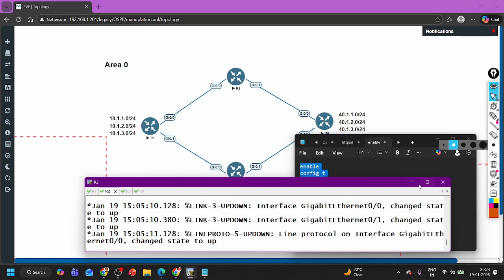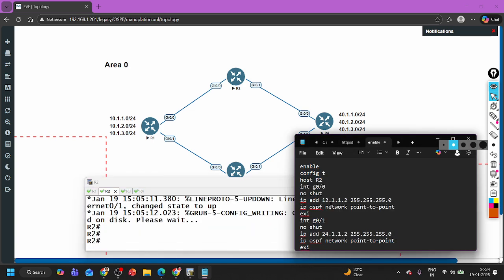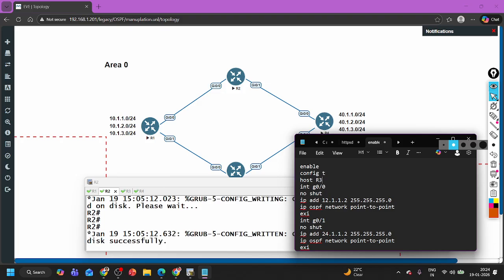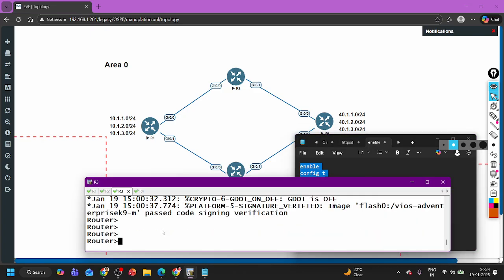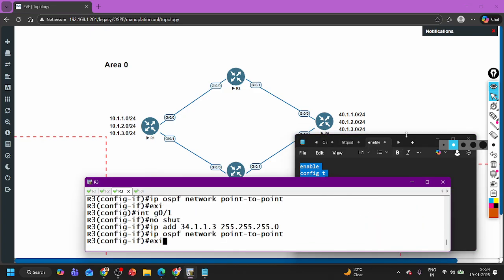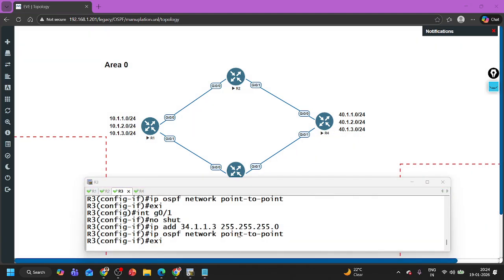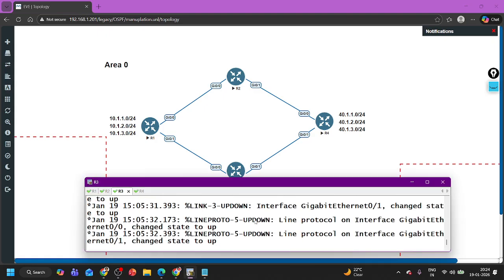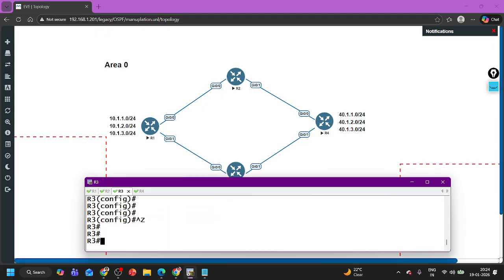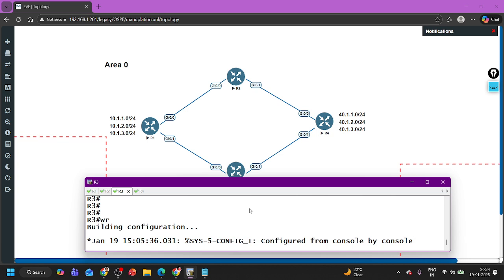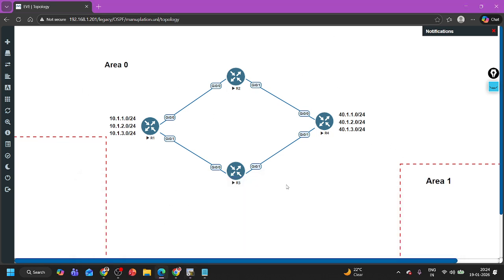Write it and R3. Host name R3, G0/0 will have IP 13.1.1.3 and 34.1.1.3. Copy and paste here. We are done with the basic IP configuration on all the devices. Write it. Now for a minute I am going to enable OSPF single area here in my topology.